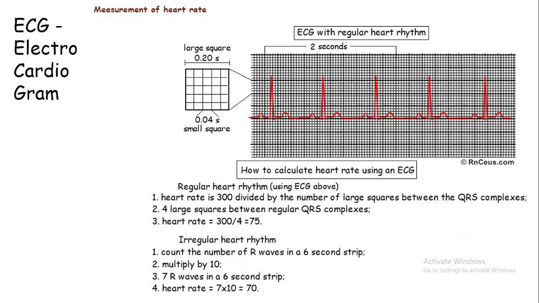On average, a normal heartbeat is 72 to 75 heartbeats per minute. If this is not maintained, what happens? Irregular heart rhythm: count the number of R waves in a 6-second strip and multiply by 10. 7 R waves in a 6-second strip is equal to 70, which is less.